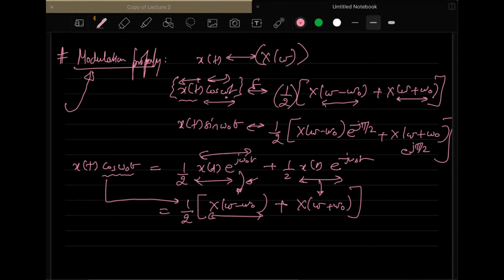So I'll give you 1 or 2 minutes to let me know whether you are able to solve this: x of t sine omega naught t. Let me know what the answer will be once you have it. How will you do that?